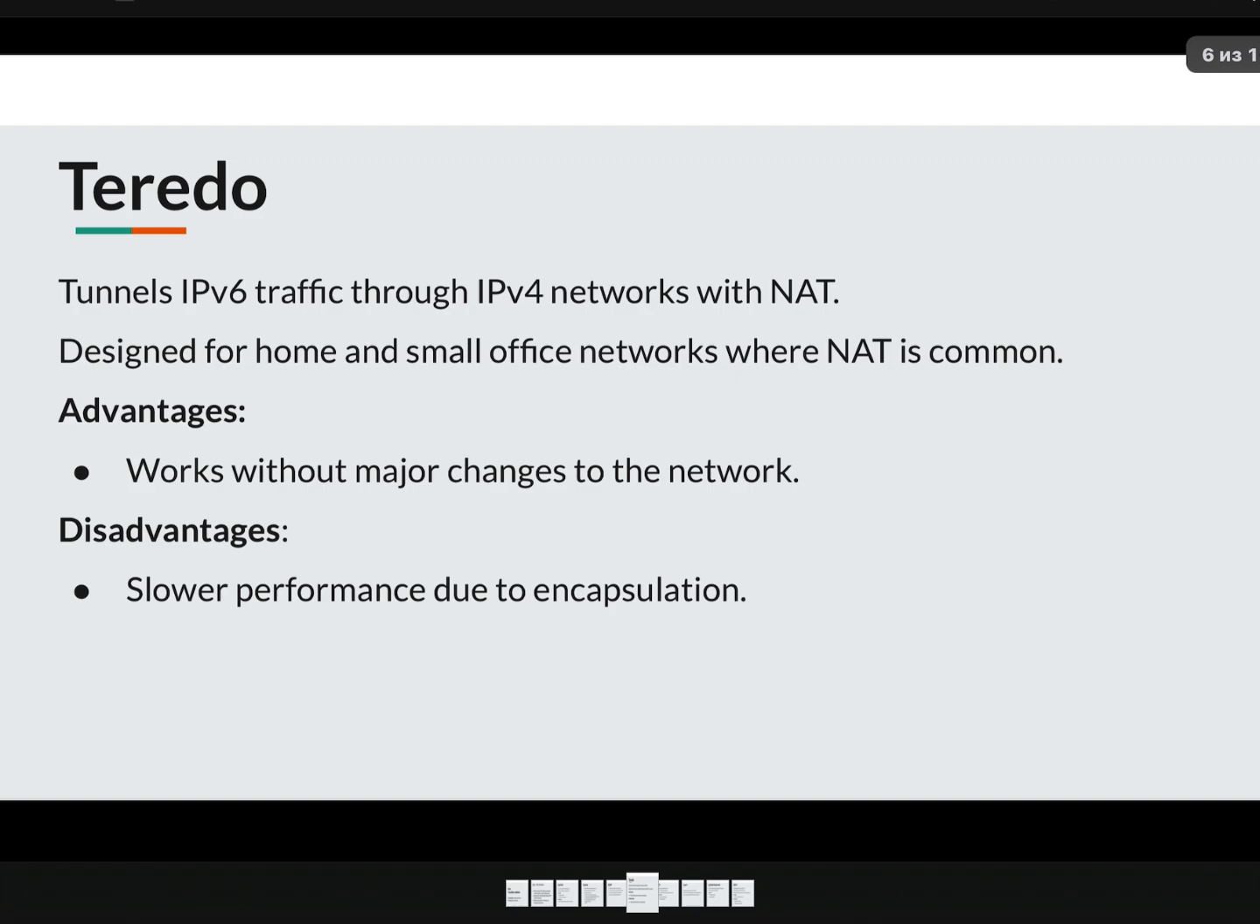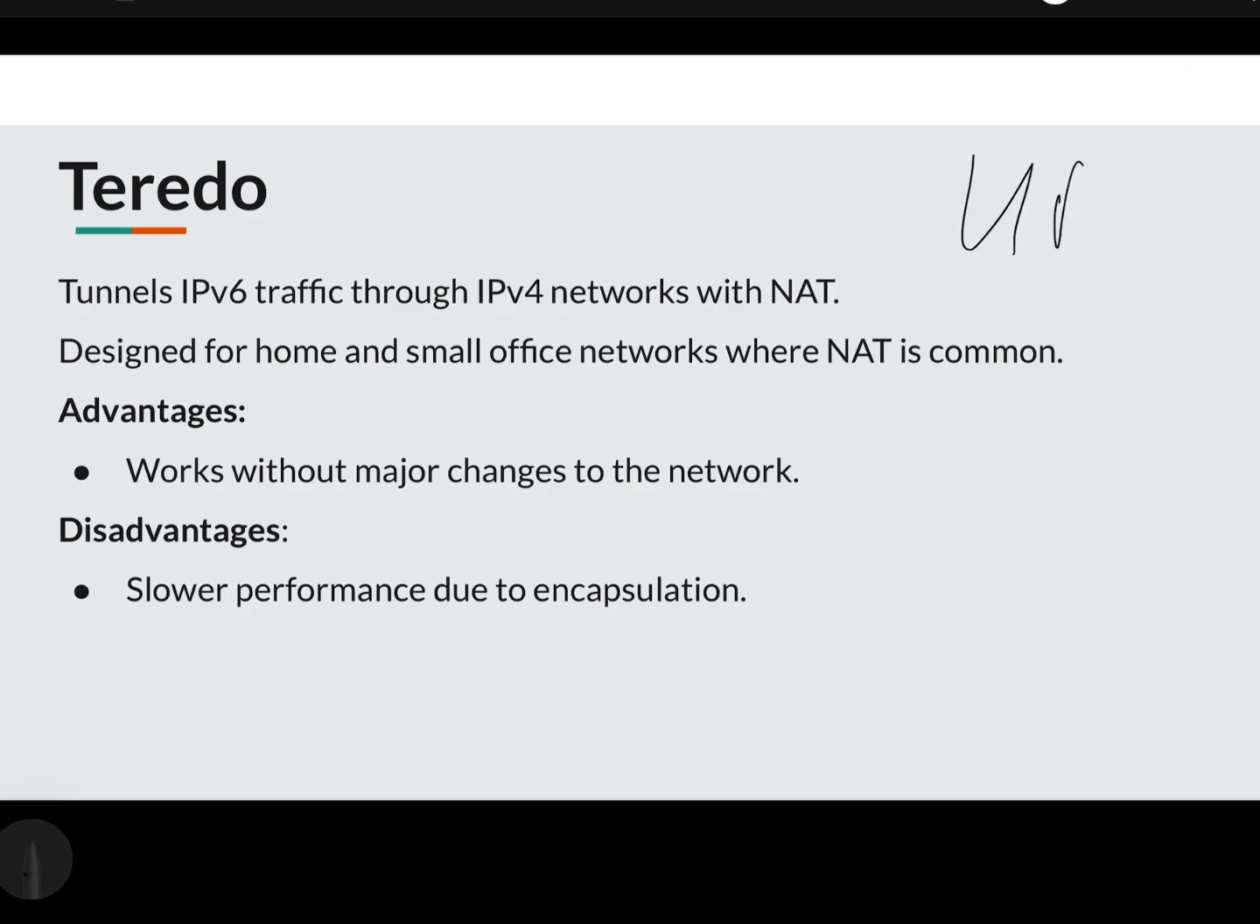Teredo is a tunneling protocol that allows IPv6 traffic to travel through IPv4 networks even with NAT. NAT, network address translation, is commonly deployed in environments like homes and small offices, which is what Teredo is designed for. So how does that work? The same as ISATAP, Teredo encapsulates the IPv6 packet inside IPv4, but in this case it uses a UDP packet. These packets can pass through a NAT-enabled network without requiring special configuration.